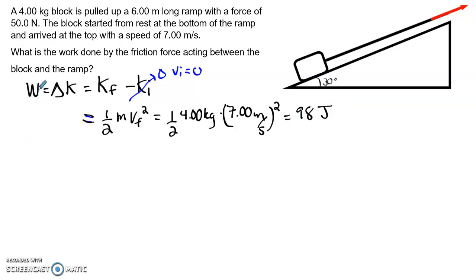So in the end, we know that this work in here, although I forgot to note it down, is actually the net work. It's the sum of all the contributions from all forces. So the net work we can also rewrite as the work done by the tension plus the work done by the normal plus the work done by the force of gravity plus finally the work done by friction. So in this case, the value that we're looking for is really the work done by friction. So we will isolate this one.